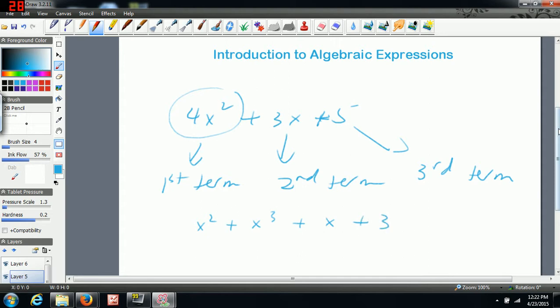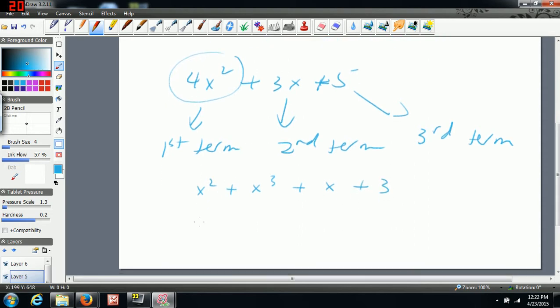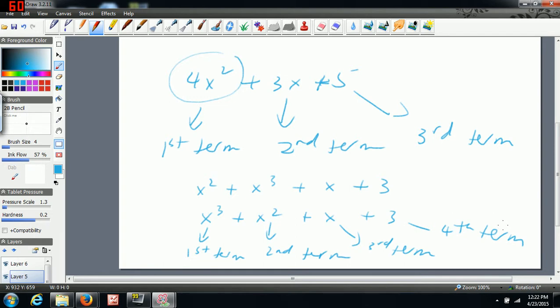So if I had an expression written in the following way, I would rearrange it and write it as x cubed plus x squared plus x plus 3. The reason is I want the highest powered variable in the front of the expression. Then this would be the first term, this would be the second term, this would be the third term in this expression, and this would be the fourth term. Okay, so that's something important to remember as well.